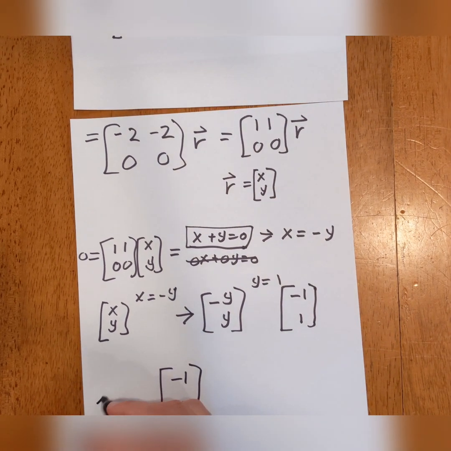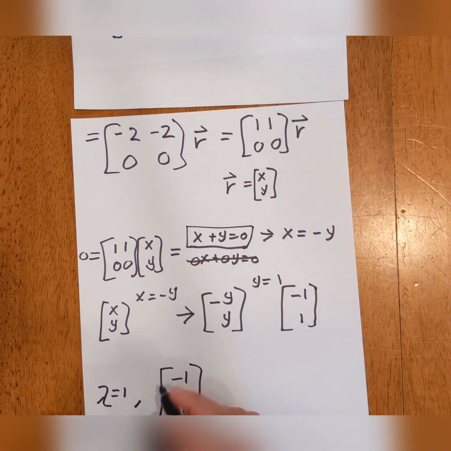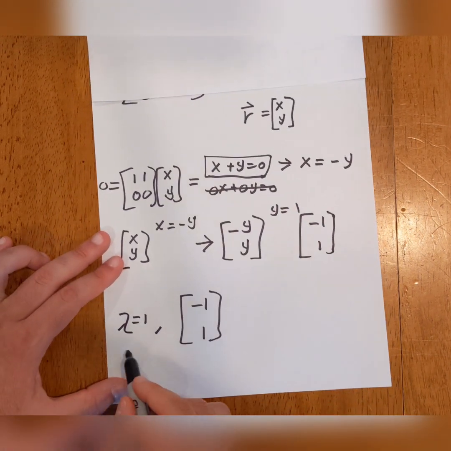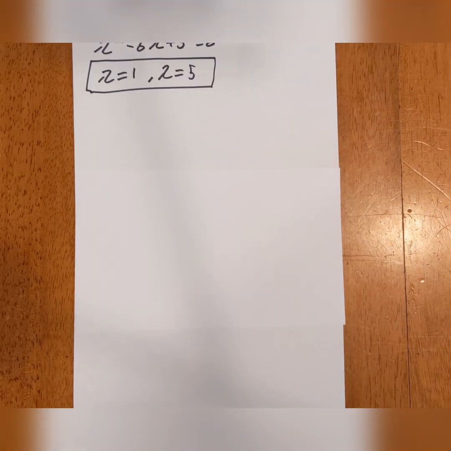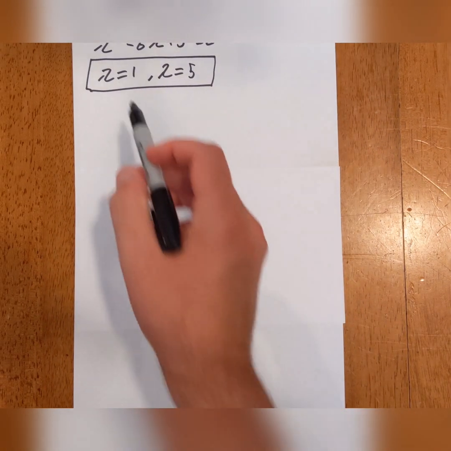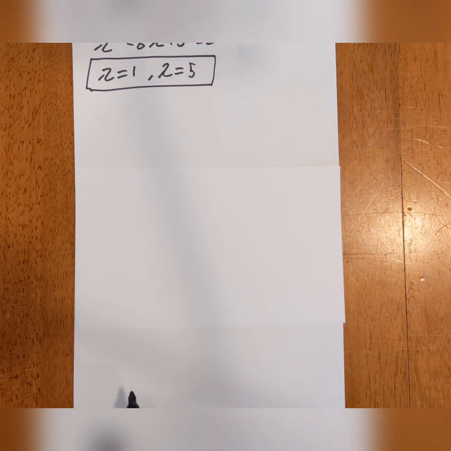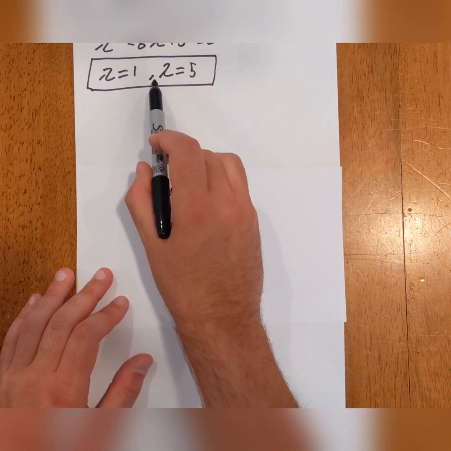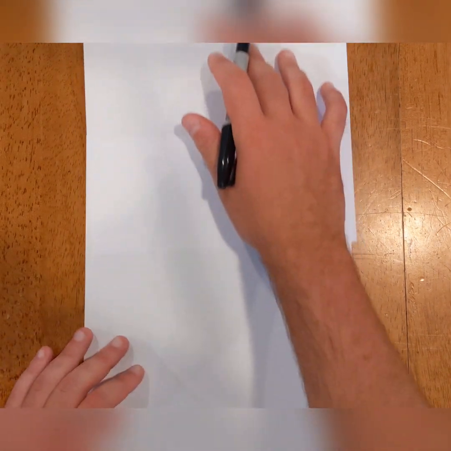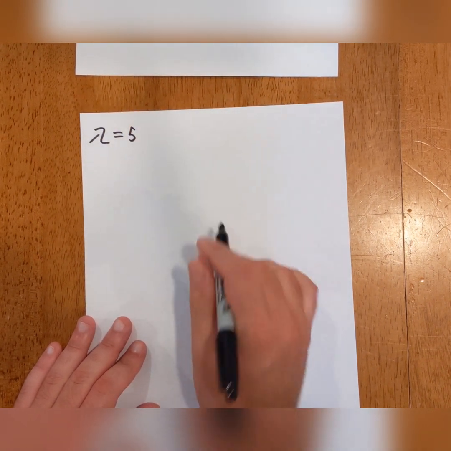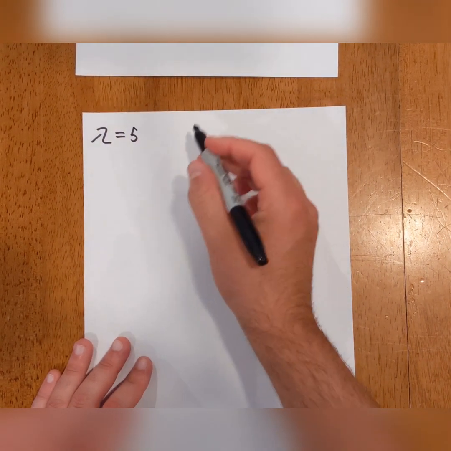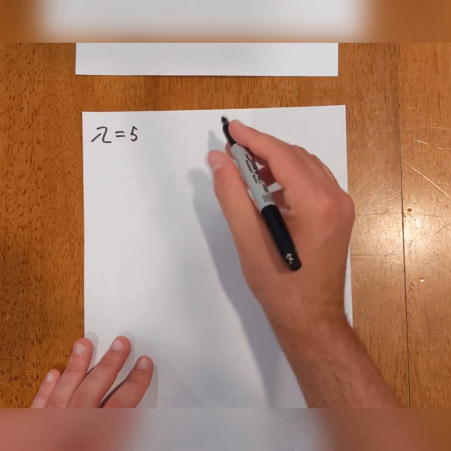For lambda equals 1, our eigenvector is negative 1, 1. Now that we've found our eigenvector for 1, which was negative 1, 1, we're going to look at our second eigenvalue of 5. Now we're going to use the same exact method as we did for the previous eigenvalue.